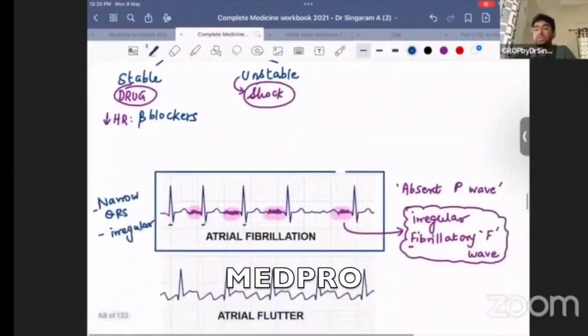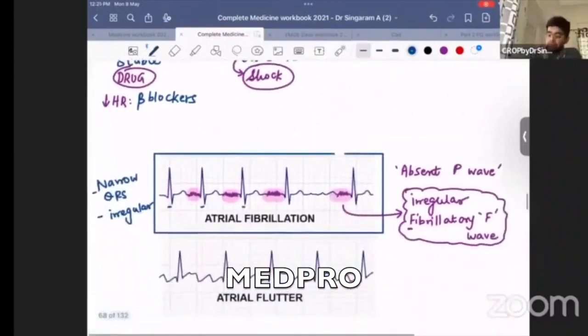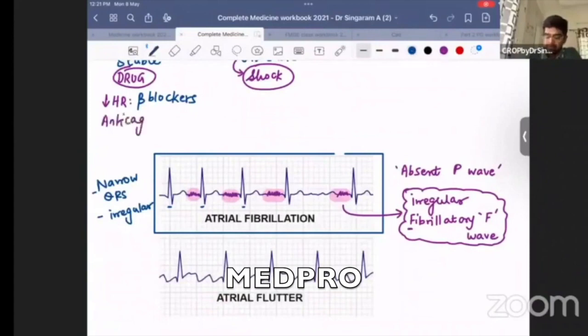So what should you do to decrease the clot formation? You have to give anticoagulants also to these patients. Can you give warfarin here? You can't give warfarin. Why? Because warfarin is an oral anticoagulant. It will take time to act. In an emergency situation, we cannot give warfarin.